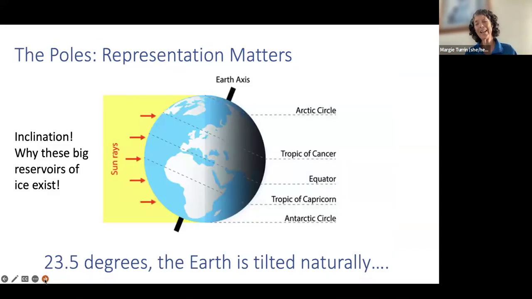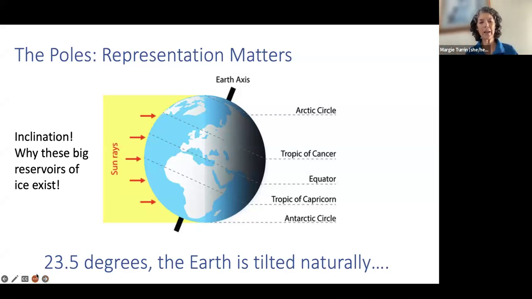The other thing that I think is really important in terms of representation is just bringing in the inclination. I know probably most of us here do a lot with earth science. This is our primary bread and butter, but I don't think it's reinforced enough that that inclination is what makes those polar regions so very different, allows them to collect all that ice, and really helps with driving that climate.